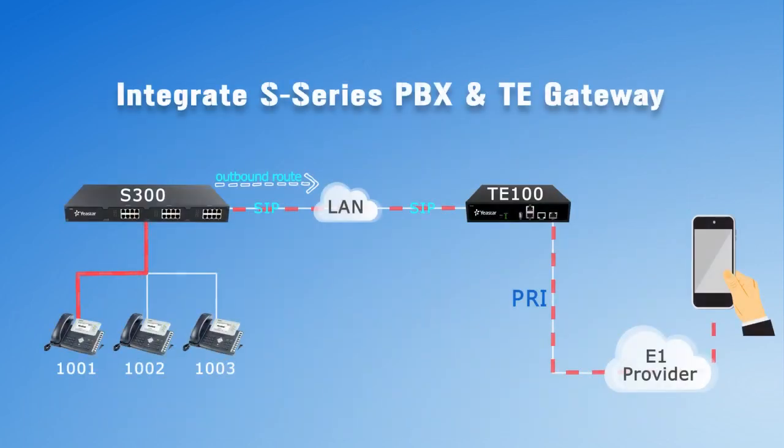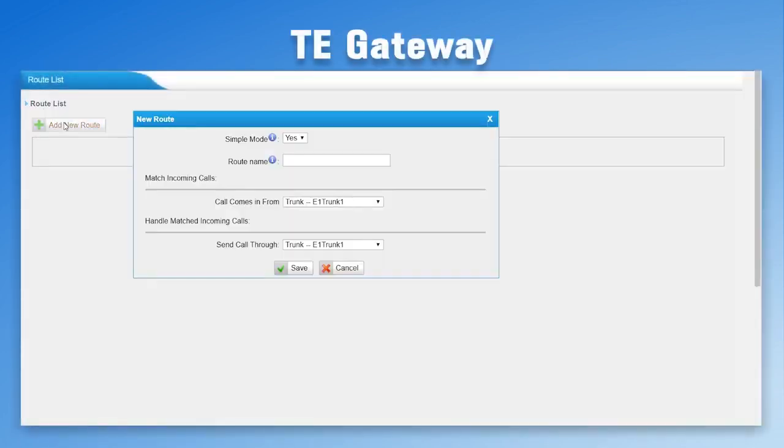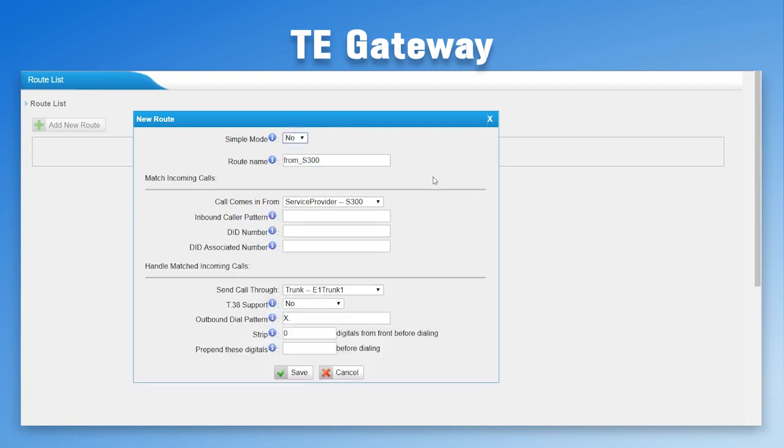The next step, turn to the gateway. Create an inbound route to direct calls from PBX to an E1 trunk. Find route list and add a new route. Enable the simple mode. We will allow all incoming calls from PBX to be sent out through the E1 trunk. However, we will see the advanced settings when the simple mode is disabled. For most of our cases, it's designed for limiting incoming calls from PBX or creating a more complicated route. Normally, the simple mode is enough for the basic daily communication.